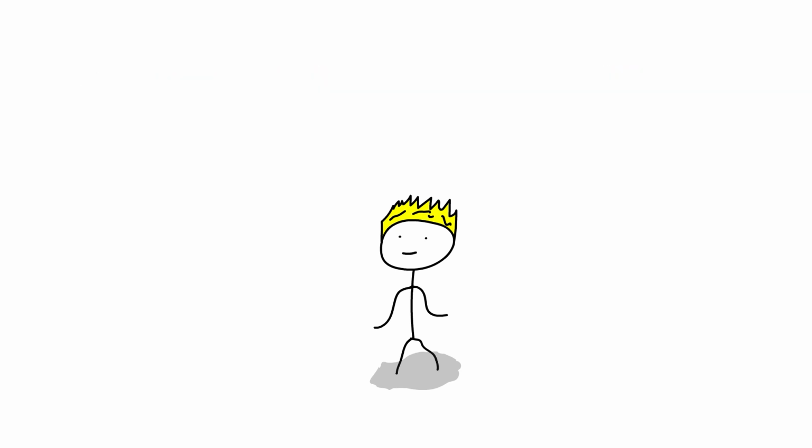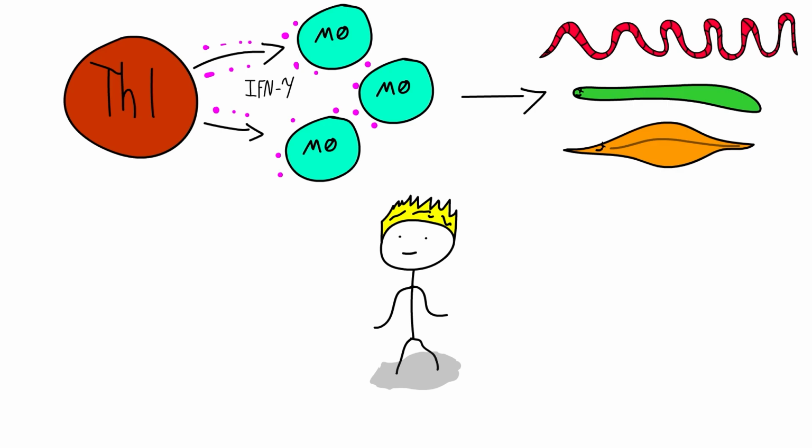Cestodes, however, are different. Rather than relying solely on Th2 pathways to purge them, the immune response also uses Th1 cells. Without overcomplicating things, Th1 cells essentially boost macrophage activity through the use of interferon gamma.